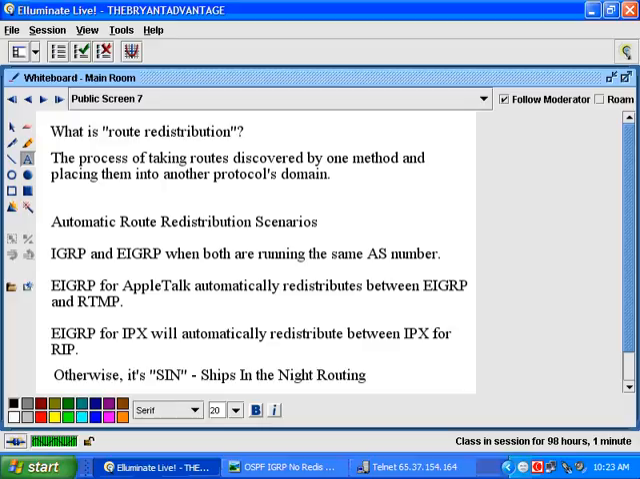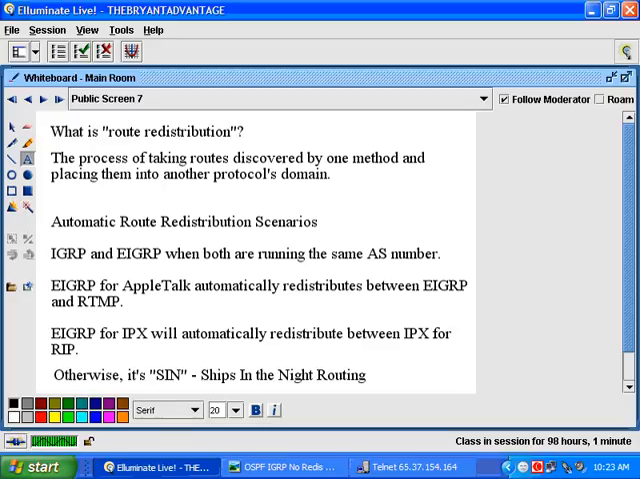Here are those automatic route redistribution scenarios I mentioned to you. There are 4 scenarios where routing protocols will automatically exchange routes. And I hate all 4 of them because it's not something that you want the protocols doing on their own. I have never seen automatic route redistribution in a production network that went well. Maybe you have, I have not.